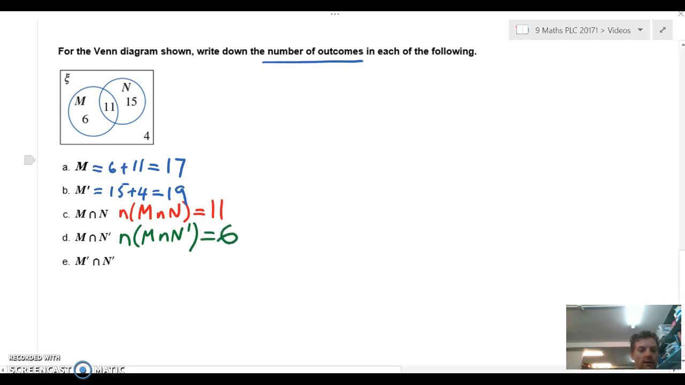In our last example here, we're asked to identify the people that are not M and the people that are not N. So that's going to be everybody left on the outside, and that's 4.